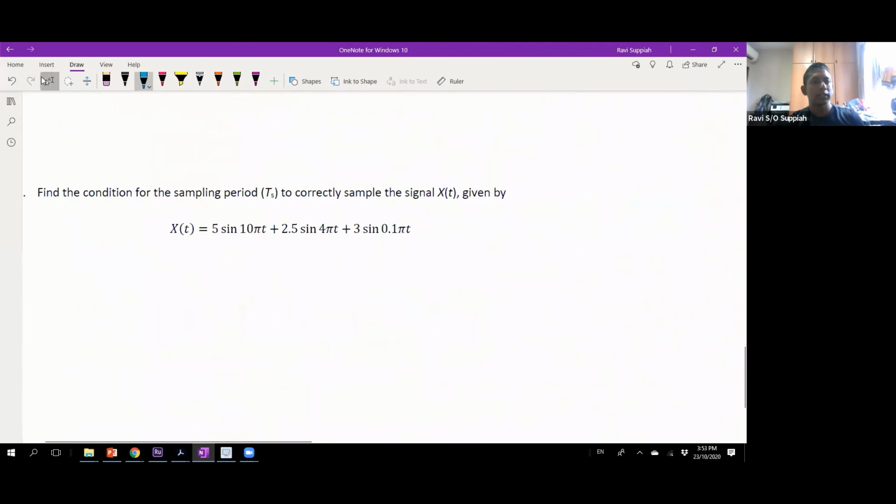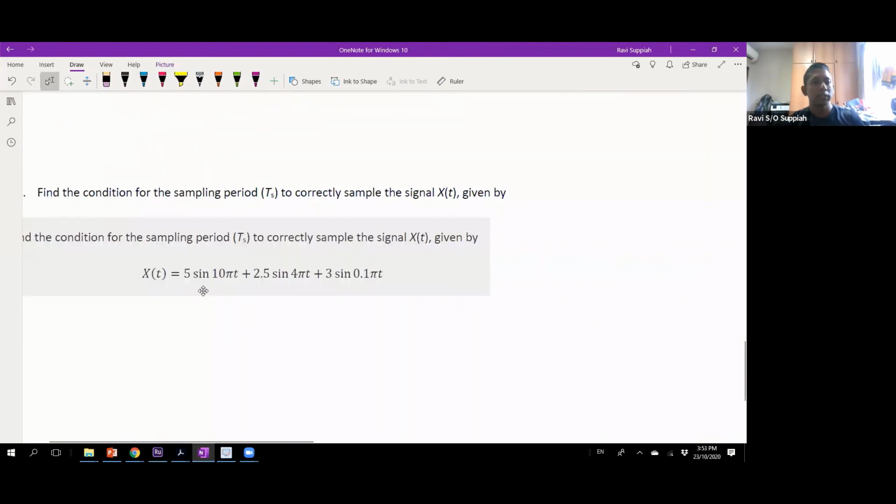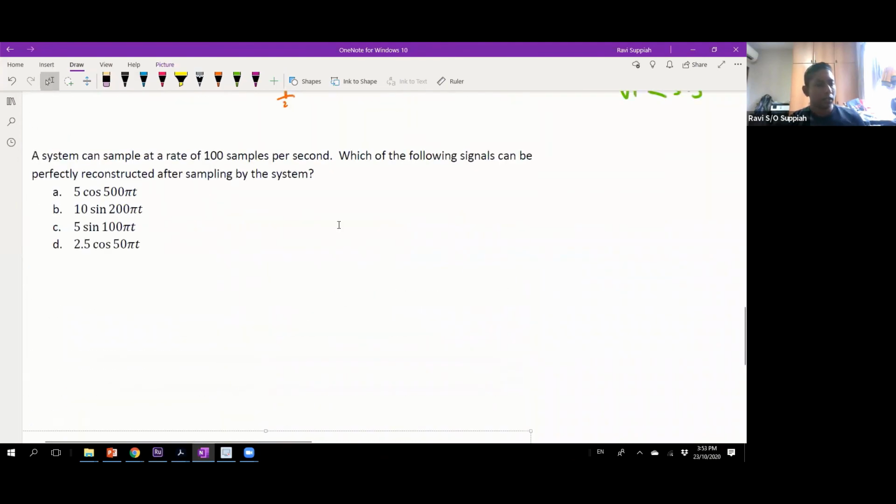Let's move on to the next question here. For this next question, it's very straightforward. Basically, you're asked to look at whether you are going to sample 100 samples per second. So this basically means it's 100 hertz. For each of the signals, can we reconstruct it?